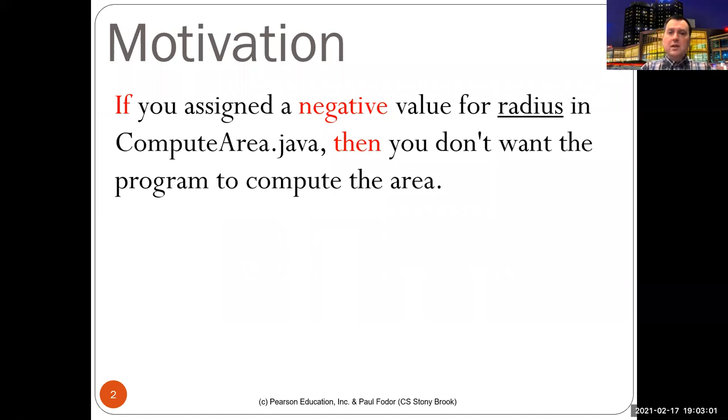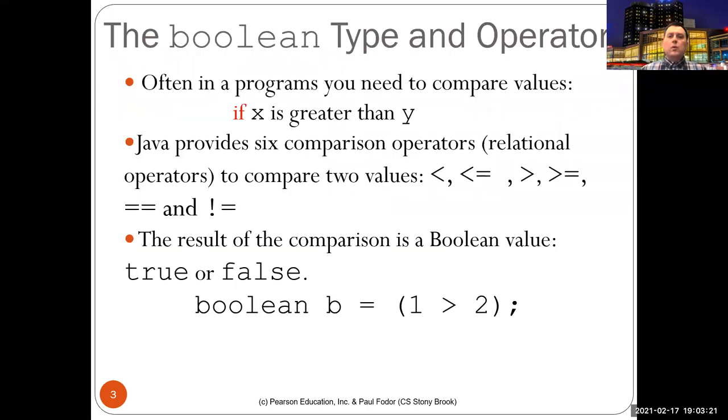However, if the user enters a negative value, we would not want the program to respond, "Here is the area of a circle with a negative radius." We would want our program to actually tell the user that you can't compute the area because this radius is negative. That's exactly what we do usually in English: basically, write an if statement.